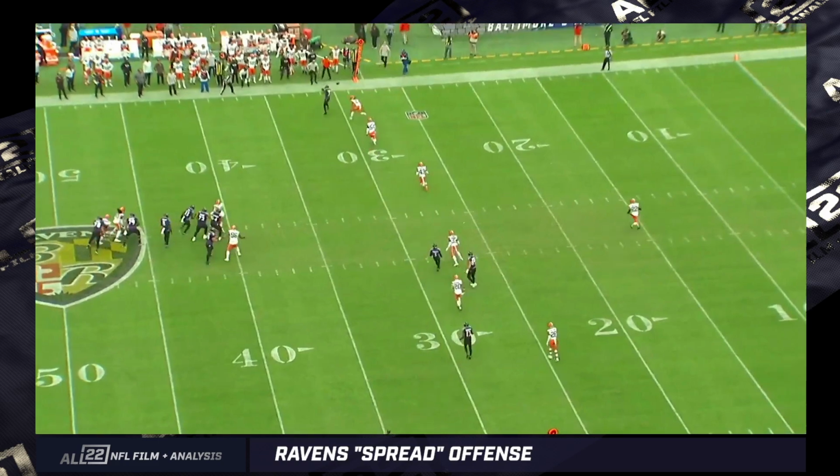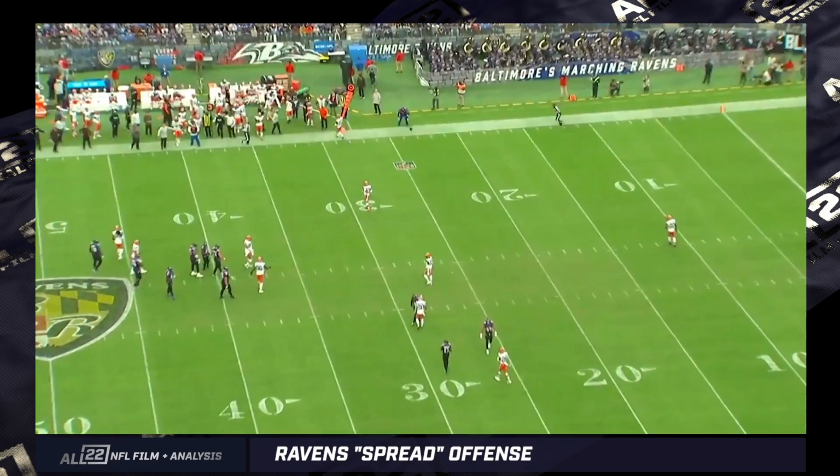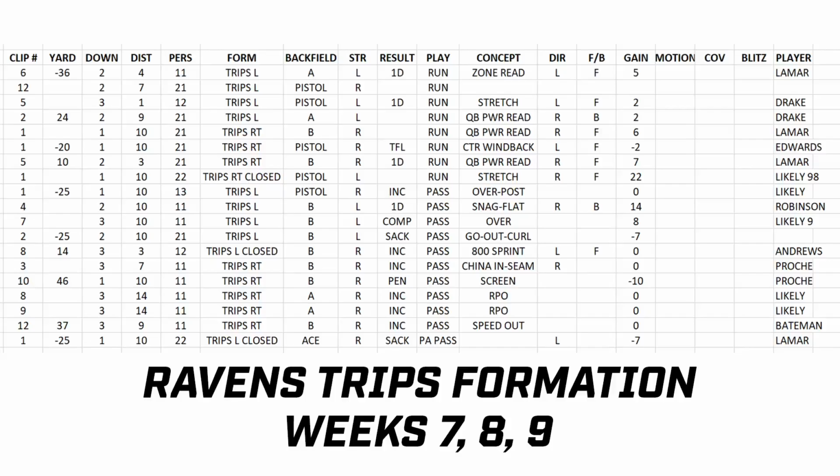I think we're better, honestly, in these alignments. I really think this trips alignment is something that we are far more effective in than some of the numbers show. I can pull the data for all 9 games and throw it into the next video that I do this weekend. I'm going to try to put out a series of videos showing that the Ravens offense is multiple.